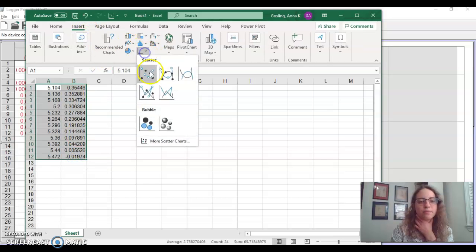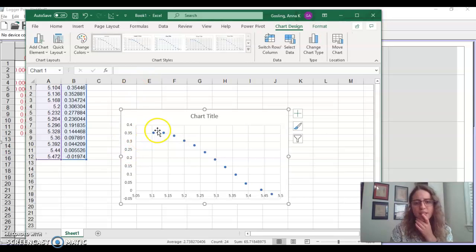So I'm going to insert a scatter plot, which is this guy up here. And here's what we see. You can pretty clearly see this is not a straight line, right? We've got a little bit of a curve here.